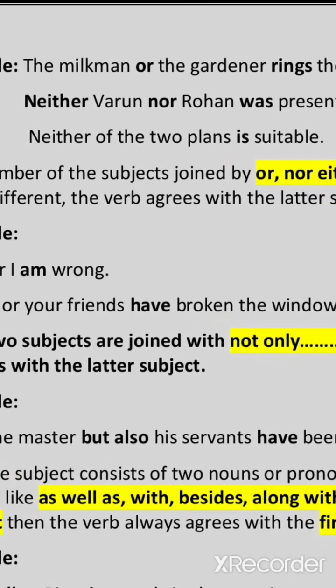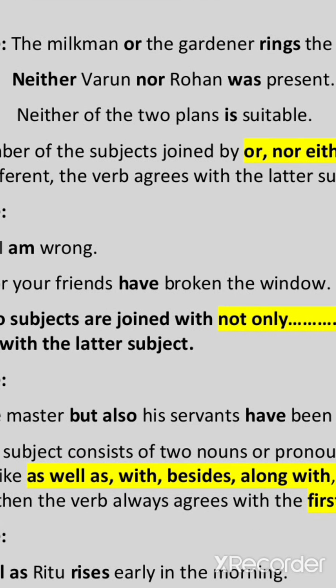Neither Varun nor Rohan was present. It means neither Varun nor Rohan, both were not present, right? We are talking about neither nor, either or. I told you that with these words we use a singular verb. Neither Varun nor Rohan means neither of them was present.